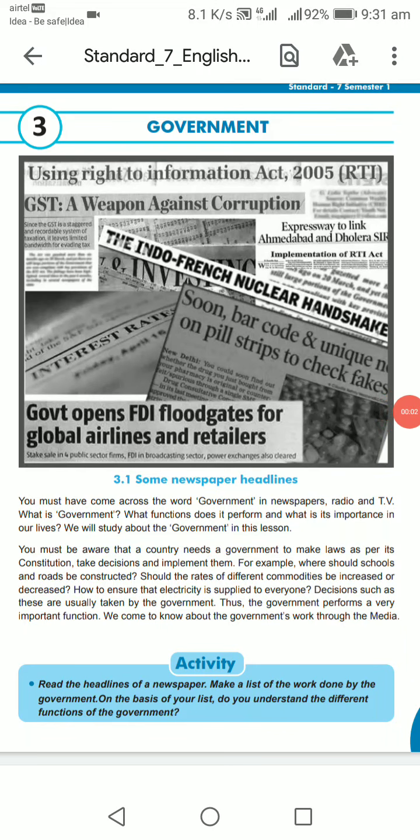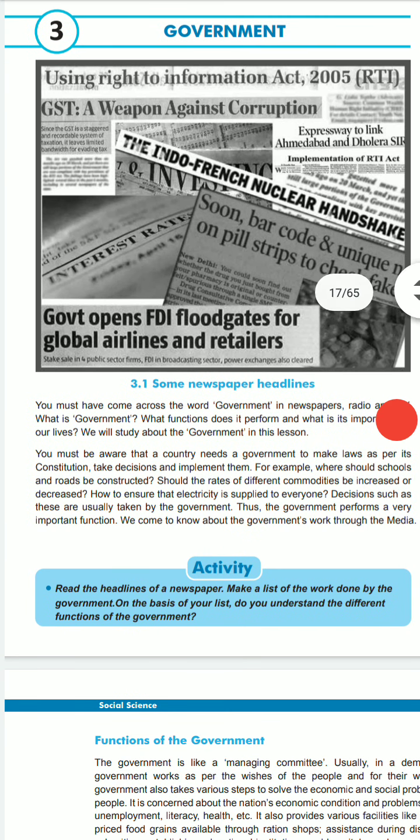Good afternoon, students. Today we will discuss chapter number 3, Government. You must have come across the word government in newspaper, radio, and TV. Okay? What is government? The first question that arrives in your mind: what is government? What function does it perform? And what is its importance in our lives? We will study about the government in this lesson.